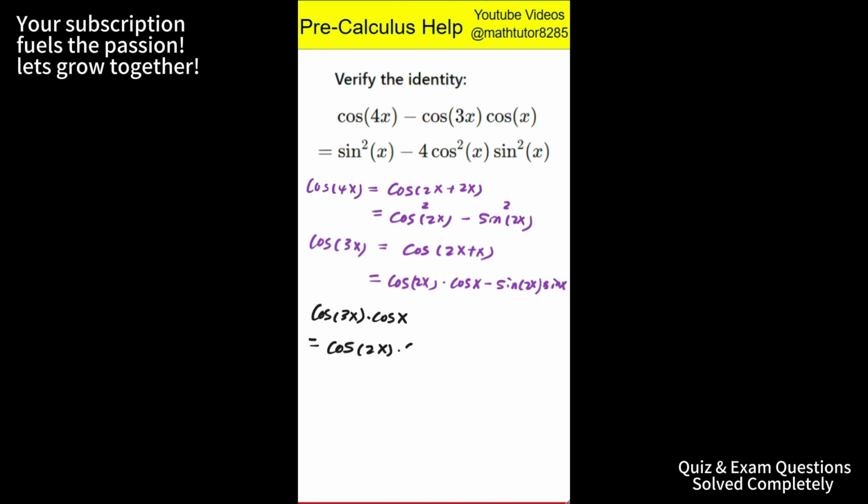Next step is to expand using trigonometric identities. Now we write out all the terms we just described. Cosine of 4x becomes cosine squared of 2x minus sine squared of 2x. The second part, cosine of 3x times cosine of x, becomes cosine of 2x times cosine squared of x, minus sine of 2x times sine of x times cosine of x. So the full expression becomes cosine squared of 2x minus sine squared of 2x minus cosine of 2x times cosine squared of x, plus sine of 2x times sine of x times cosine of x.